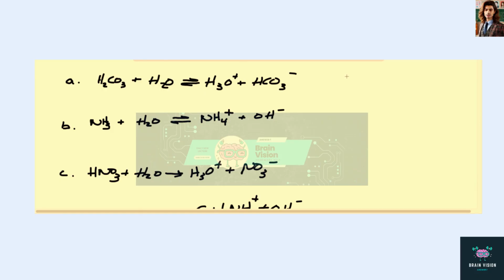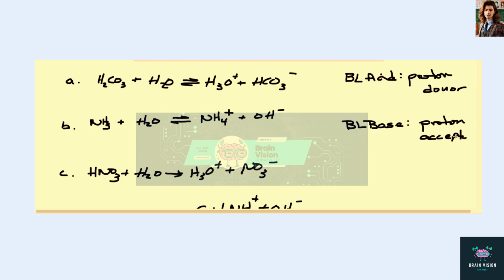So let's take a look at some Bronsted-Lowry acid-base pairs and their conjugates. Just as a reminder, a Bronsted-Lowry acid is something that is a proton donor, and a Bronsted-Lowry base is a proton acceptor.